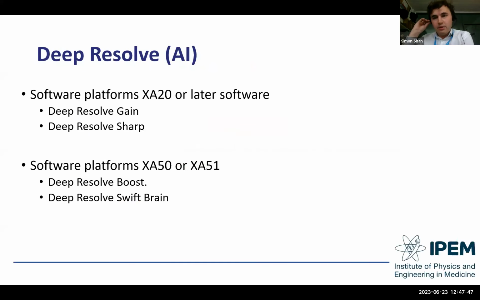So what do we have in terms of Siemens? Well, we have the Deep Resolve Gain and Sharp, and these were made first available on the XA20 software. And then on the most recent range of software, the XA50 and 51, you can have Deep Resolve Boost, and we have this thing called Deep Resolve Swift Brain. So those who partook in the most recent round of capital funding that NHS England provided at the back end of last year, most sites with Siemens scanners were provided with the Deep Resolve Boost and the Swift and the Gain and the Sharp.